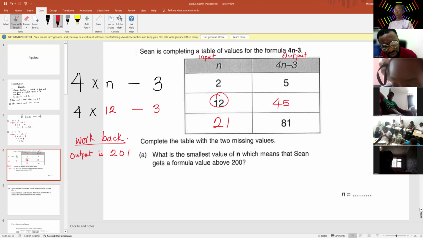Do we need to use the same formula method? Yes, the same formula. So you work back this time around, all right?